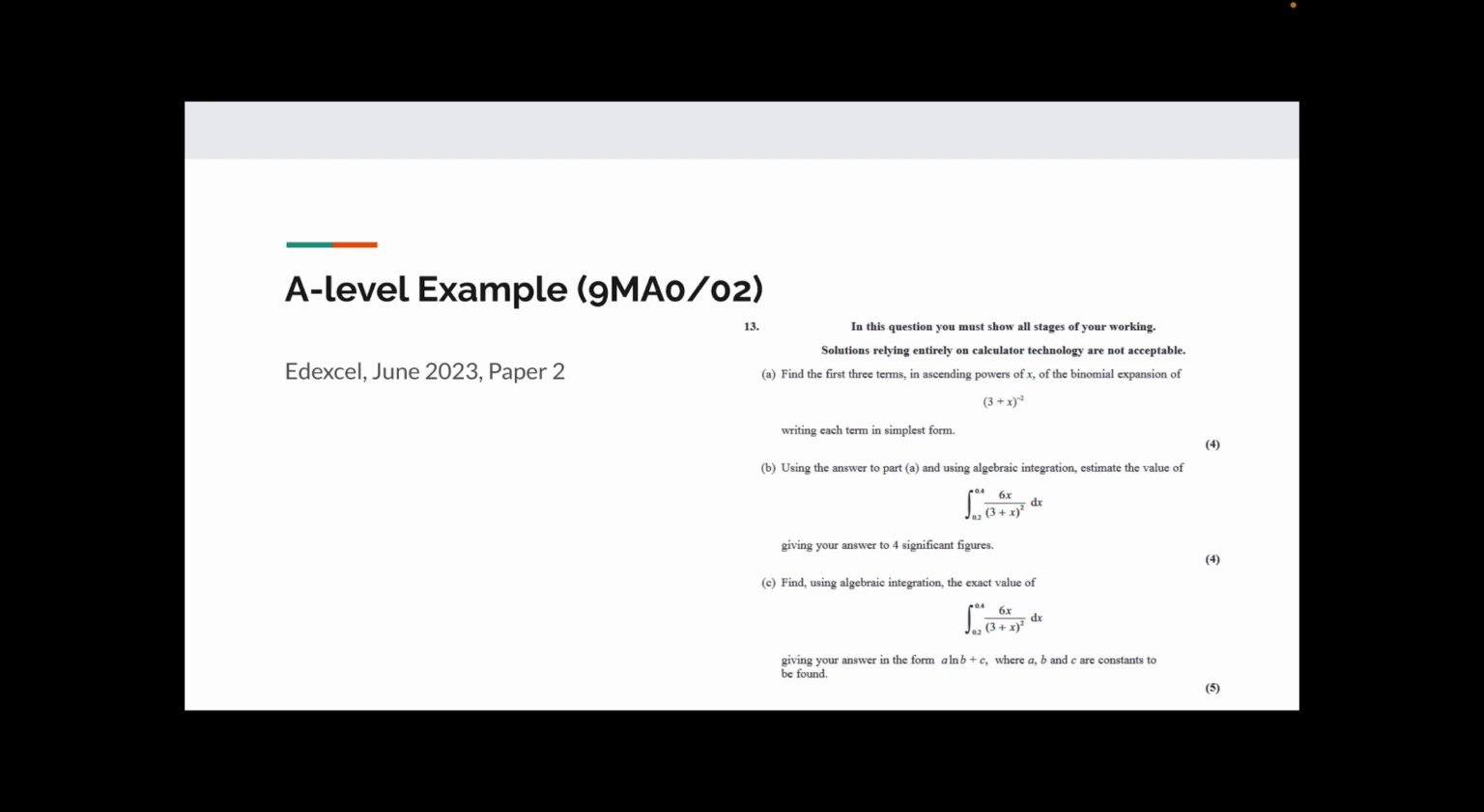So this question ties various concepts together. We have Maclaurin series, we have integration, and we are also testing whether they can tell the difference. Maybe that'll be a good addition to the question. Why is the answer to B and C different?